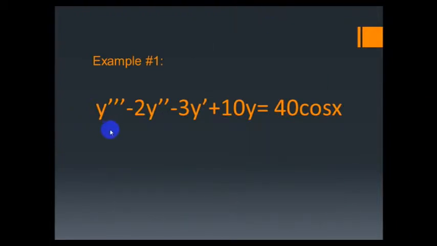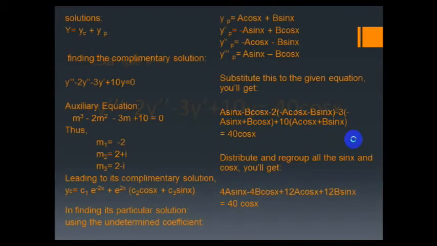y''' - 2y'' - 3y' + 10y = 40 cos x, which is a non-homogeneous equation. To solve a non-homogeneous linear differential equation, we must do two things. First is to find the complementary function, and second is to find any particular solution of the non-homogeneous equation. We all know the general solution, which is y = yc + yp.